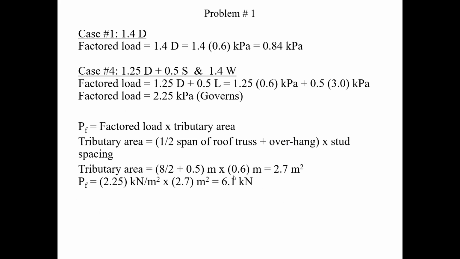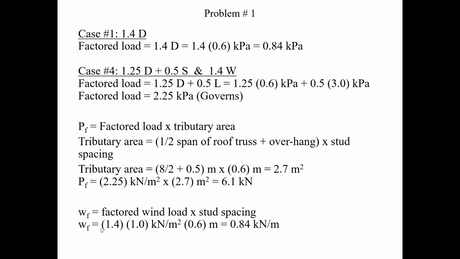So here, of course, for case number 4, the PF is going to go down, but the WF is going to go up. In other words, you have less axial load, but you can have more bending. So you have to make sure that your stud can satisfy both load combinations. Now the WF is your wind load multiplied by your spacing. And now here it's 1.4 as opposed to 0.4, and then of course you're up to 0.84 kilonewtons per meter. I forgot the other PF, guys, because I don't remember.